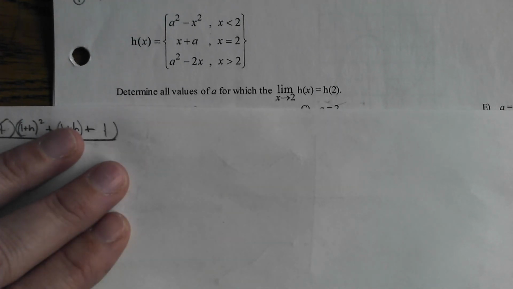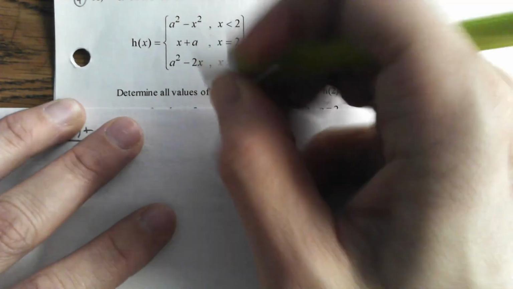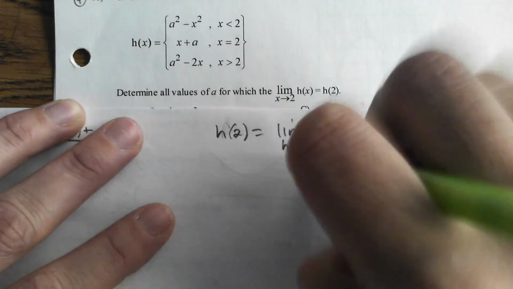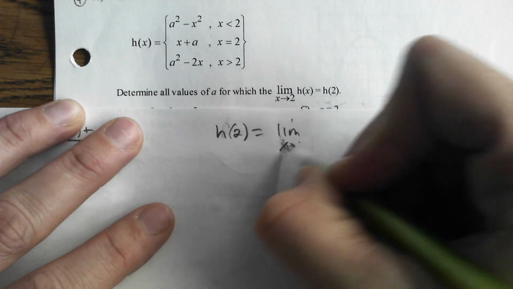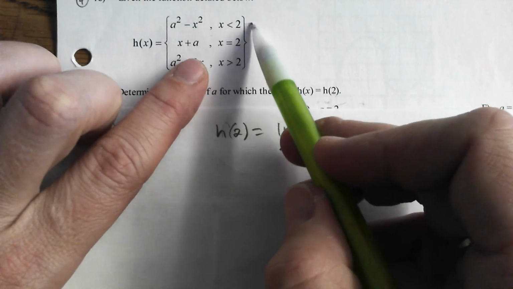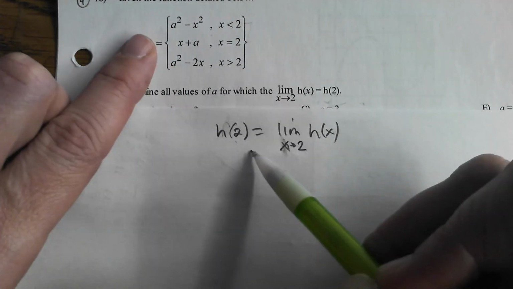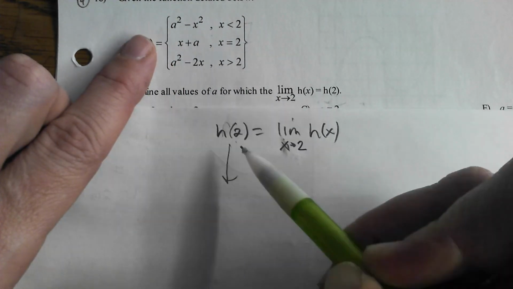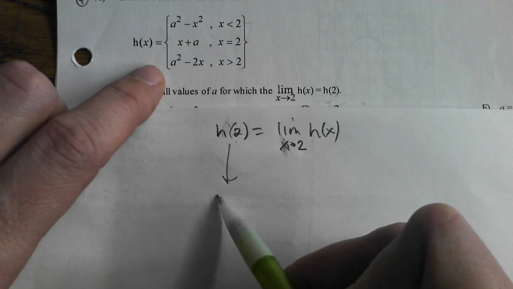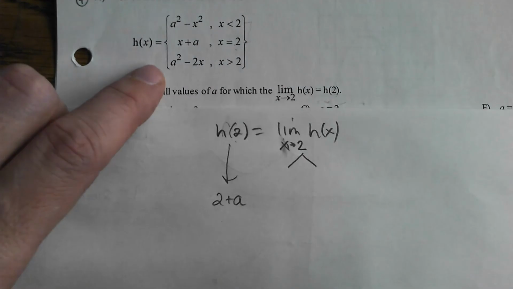Continuity requires that h of 2 equals the limit as x approaches 2. So if we do the top two functions, what is h of 2? Actually, look at the whole thing. What is h of 2? Second equation. When you plug in an x of 2, what do you get? 2 plus a. The limit as you approach 2, we have to do double-sided.